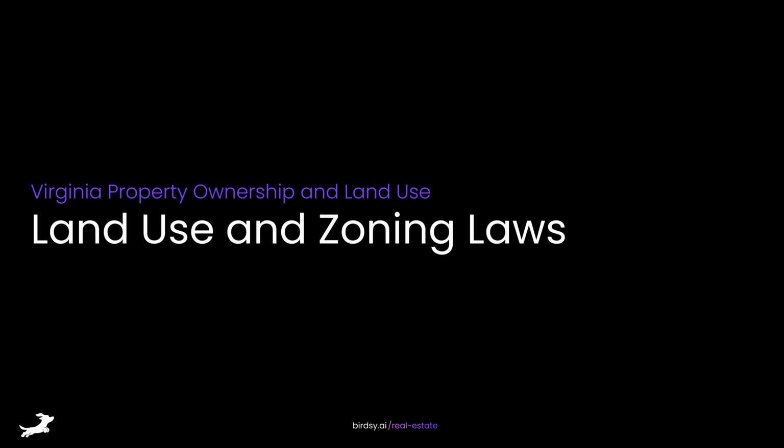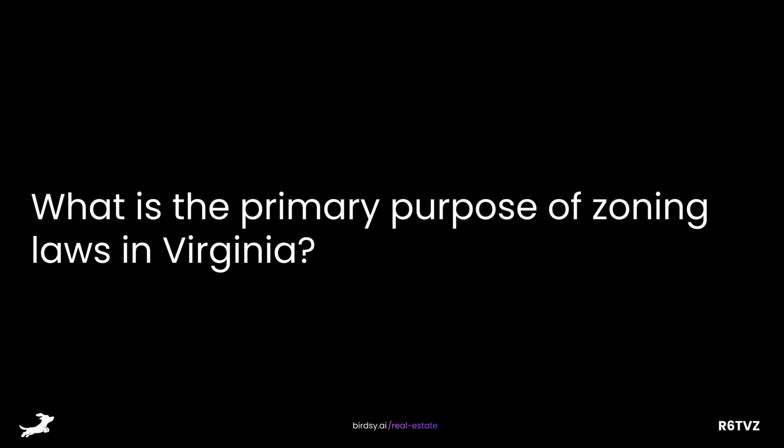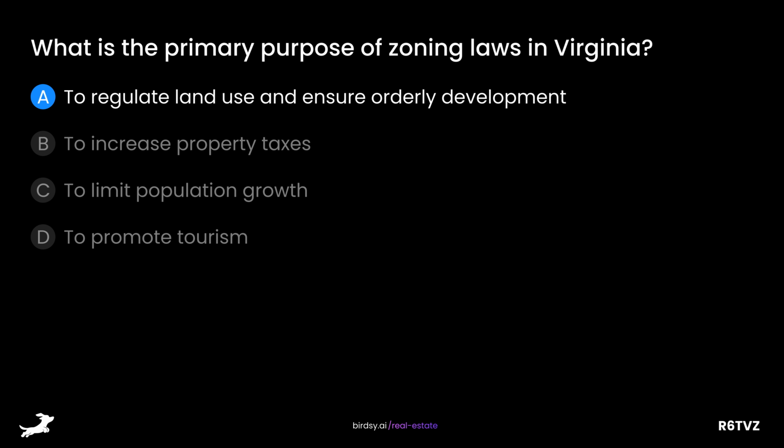Land use and zoning laws. What is the primary purpose of zoning laws in Virginia? Is it A, to regulate land use and ensure orderly development? B, to increase property taxes? C, to limit population growth? Or D, to promote tourism? The answer is A, to regulate land use and ensure orderly development.